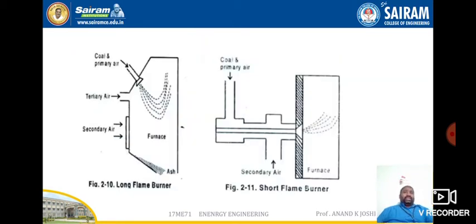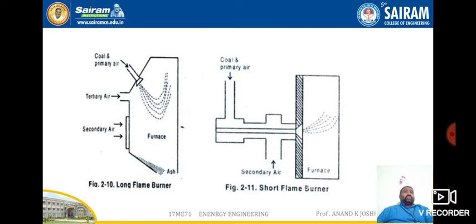This is the long flame, or U flame, or streamlined burner. Why is it called long flame or U flame? Because of the arrangement: the flame takes the shape of a U and it is a very long flame, hence we call it a long flame or U flame type of burner.